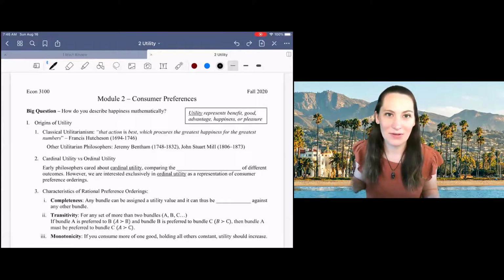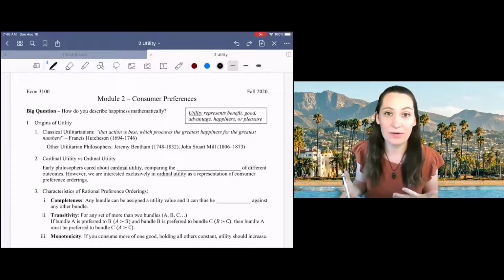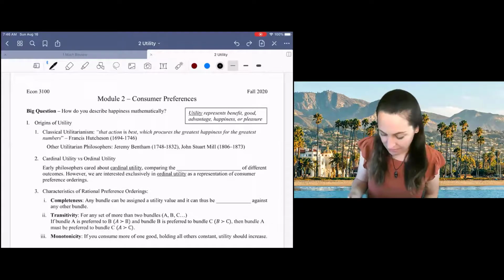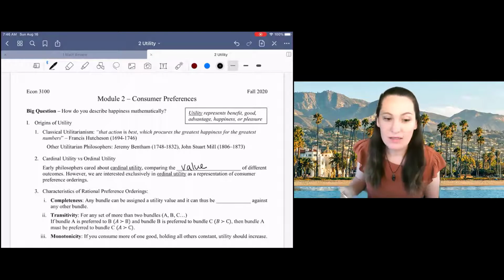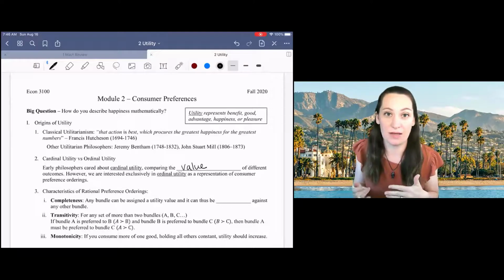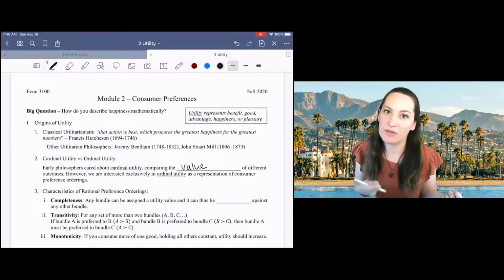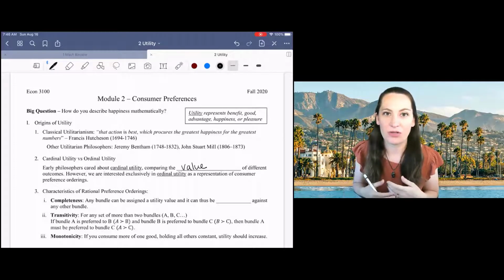So cardinal utility refers to the actual number value of happiness, which really is quite meaningless to us, because what we're interested in is thinking a little bit more about what the trade-offs look like. How do you decide whether or not to choose the apple or the banana? And not so much what number of happiness it brings you. So we're interested here in ordinal utility, the comparison of happiness between apples and bananas, and not necessarily cardinal utility or the value of that happiness.